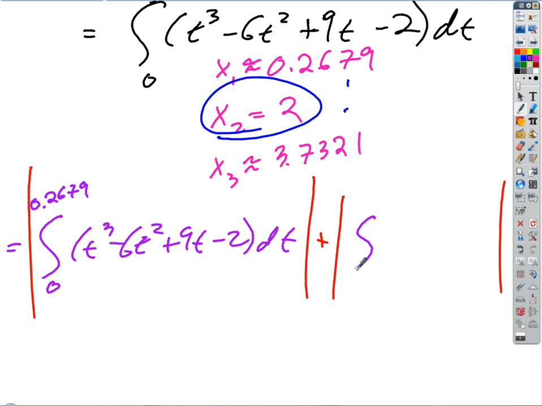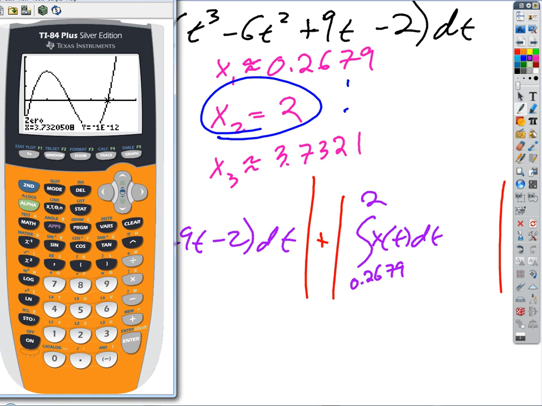The integral of, I'm just gonna call it x of t. Right, it's just that. From where to where? 0.2679 up to 2, right? Then plus, same thing, the absolute value of the area from 2 to 3.7321, plus that, that to 5. I gotta break it into 4 parts, don't I? Right, well, I mean, you're gonna have to do that.